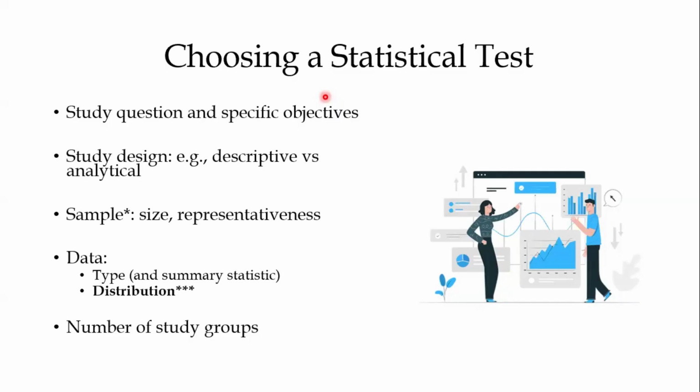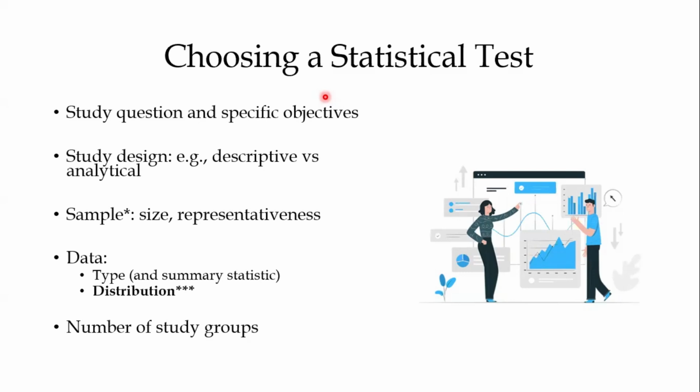The number of study groups is another important consideration. There are statistical tests that are utilized when you only have two groups. If you have more than two groups, then there are other statistical tests that will be more appropriate, and we shall look at examples of those. So in a nutshell, these are the key things that you'll be considering when you're choosing a statistical test.